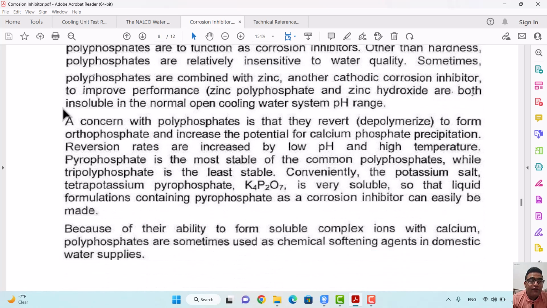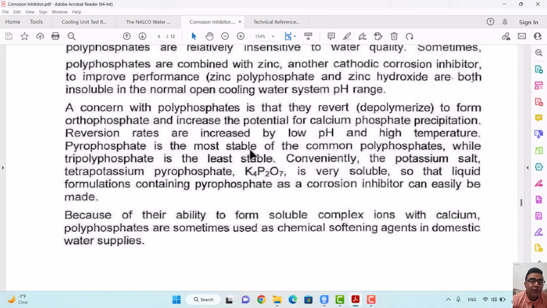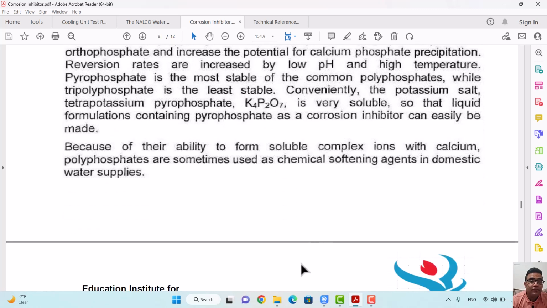And unfortunately, a concern with polyphosphates is that they revert to form orthophosphate and increase the potential for calcium phosphate precipitation. And this reversion rate is a function of pH and temperature. Pyrophosphate is the most stable type, while tripolyphosphate is the least stable one. And because of their ability to form soluble complex ions with calcium, polyphosphates are sometimes used as chemical softening agents in domestic water supplies.